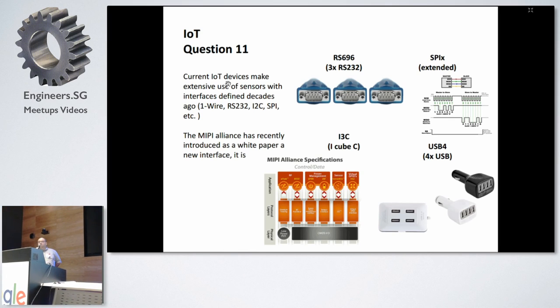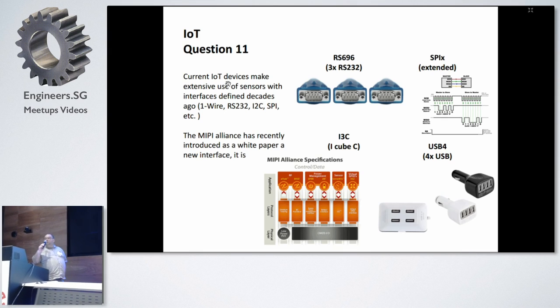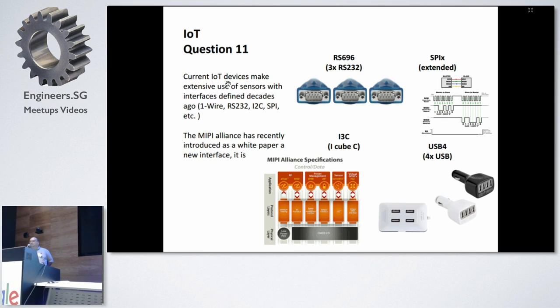RS-696, basically tripling your serial port? Is it an SPI extended with very similar timing to the SPI from before? Is it a new USB 4, which has 4 ports? Or is it the I2C, which will probably come at the end of the year with some prototype or some new chips? So you have to look for this one.